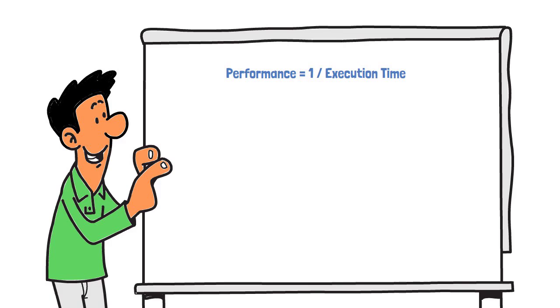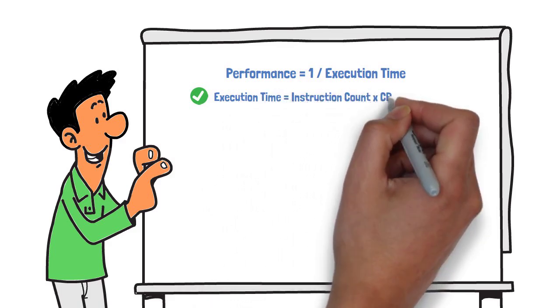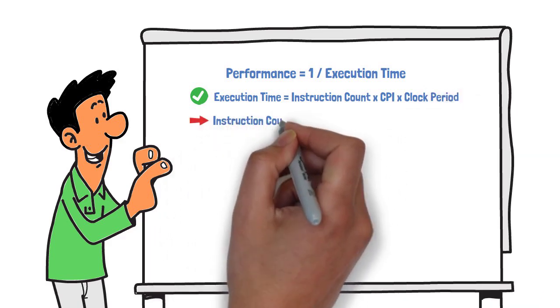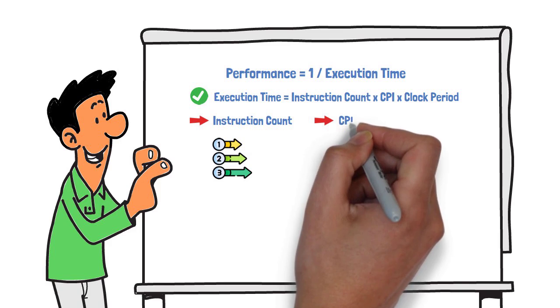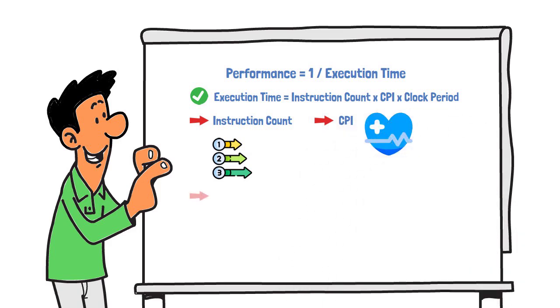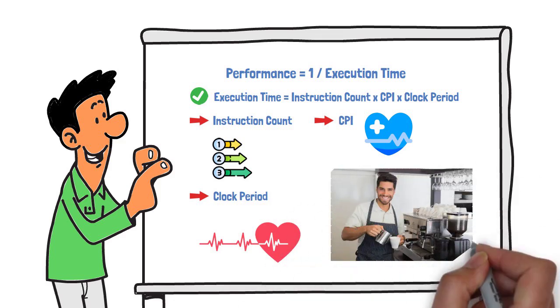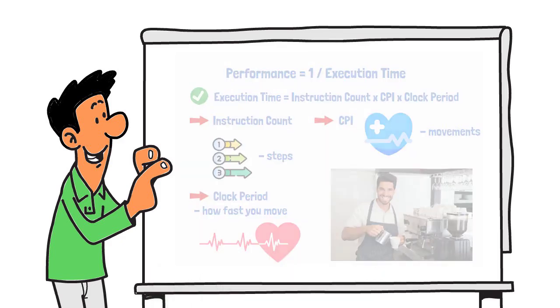Starting with what execution time actually is. Execution time equals instruction count times CPI times clock period, where instruction count is the number of steps to complete your task. CPI, or cycles per instruction, is the number of heartbeats per step. Clock period is how fast each heartbeat actually is. Let's break it down in terms of coffee. Your instruction count is the number of steps in your recipe. CPI is the number of movements each step takes. Clock period is how fast you move.